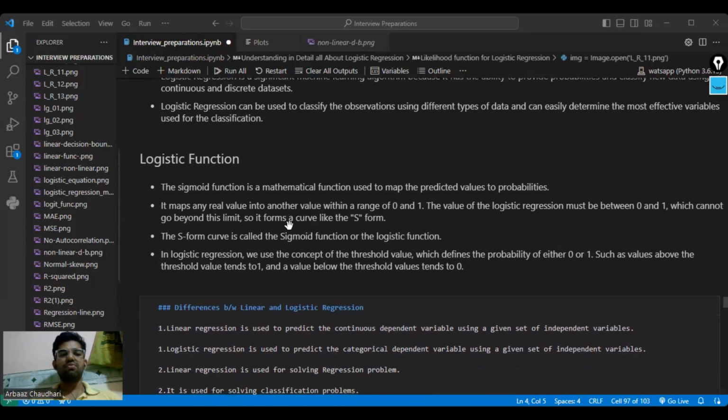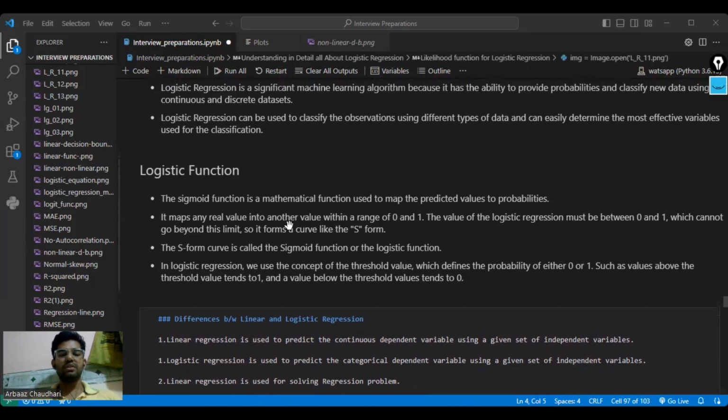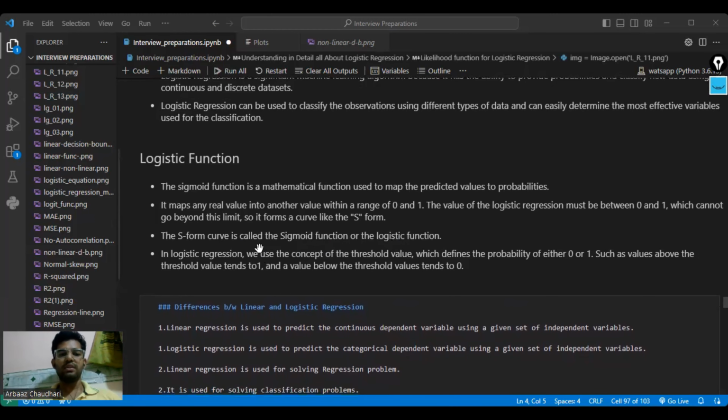The S-form curve is also called the logistic function or sigmoid function. If anyone asks this question, the S-form curve in logistic regression is also called what? You can say it is also called the logistic function or sigmoid function. So these two names you also have to keep in mind. These both are the same. S-form curve, sigmoid function, logistic function. These all three words represent the same thing, the S-shaped curve.